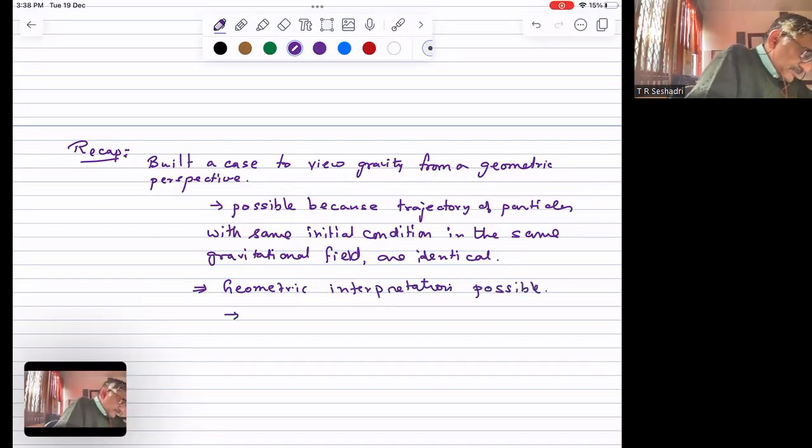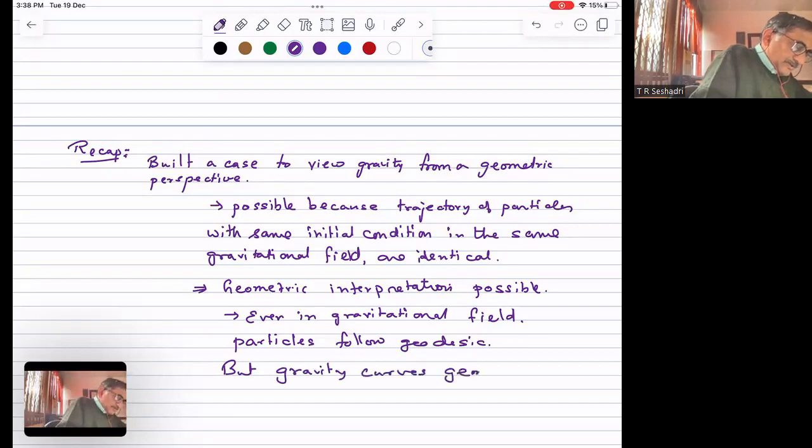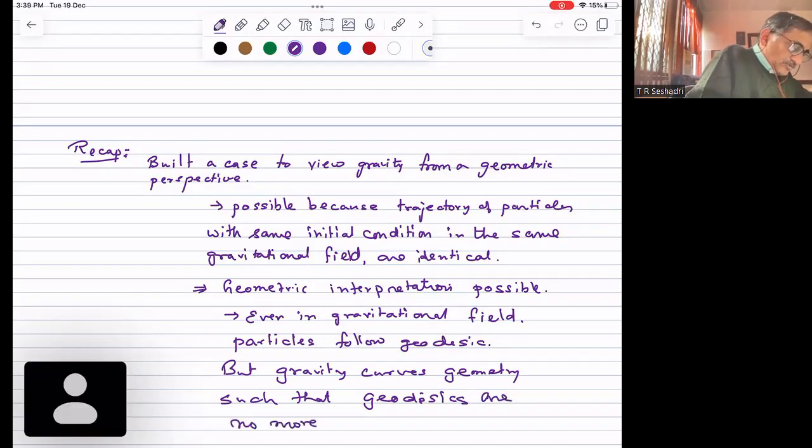Which means even in a gravitational field, particles follow geodesics, but gravity curves geometry such that geodesics are no more straight lines. This is the basic philosophy with which we did.